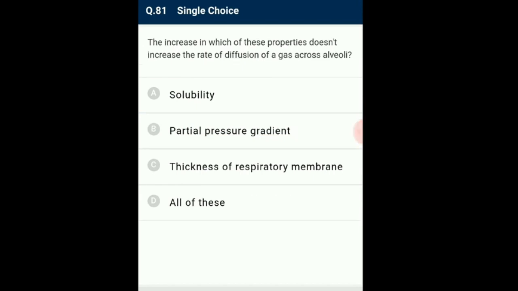Question 81. Which of these properties affects the rate of diffusion of a gas across alveoli? Alveoli are the structural and functional units of lungs. They are tiny sacs which help in gaseous exchange while breathing by the process of diffusion. Alveoli cells are made up of simple epithelial tissue. Alveoli become less efficient because of diseases, normal aging, smoking and air pollution. If the gas is more soluble or has a higher partial pressure gradient, the transport of gases will be at a faster rate. However, if the thickness of the respiratory membrane increases, the diffusion of gases across it decreases. So the answer is option C, thickness of respiratory membrane.